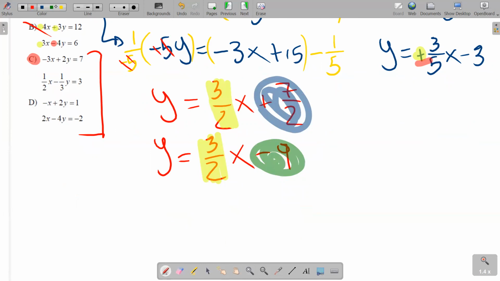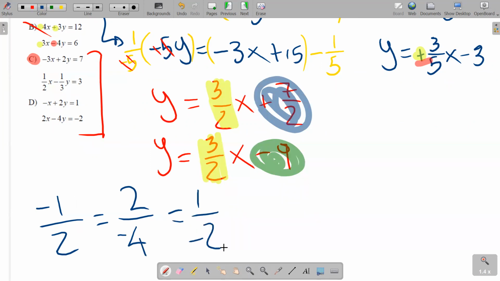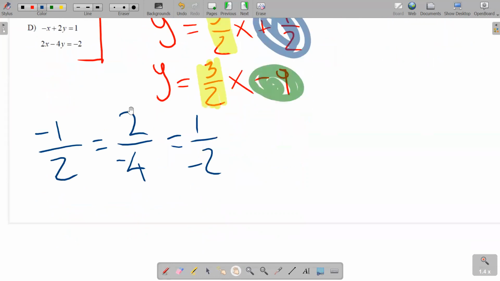I want to make you notice something else though. Yes, we finished the answer. We answered this question, we can move on. But look at possible answer D. Because possible answer D has a certain pattern as well. In fact, if we just take the coefficients, we will get 1 over 2 as the ratio of the coefficient of x, 2 over negative 4 for the y, and 1 over negative 2 for the constant. This is a case of infinitely many solutions.